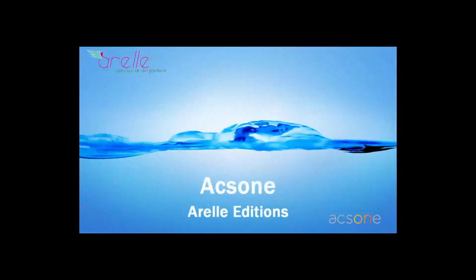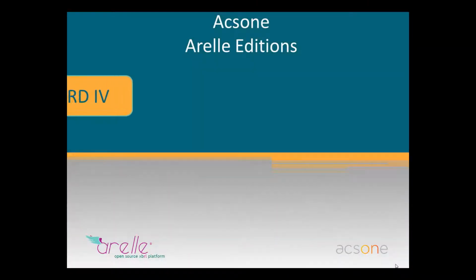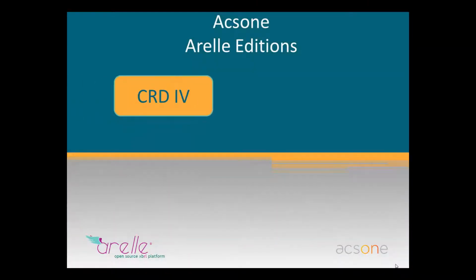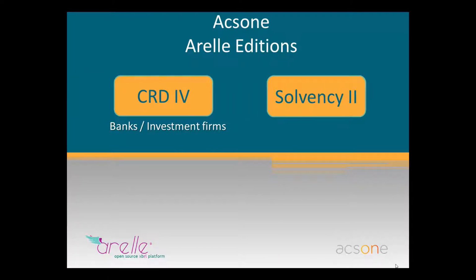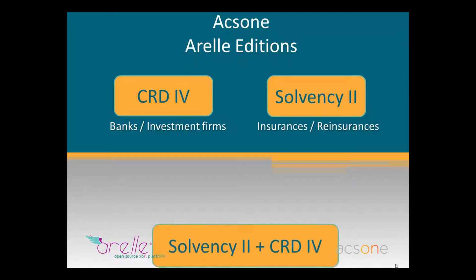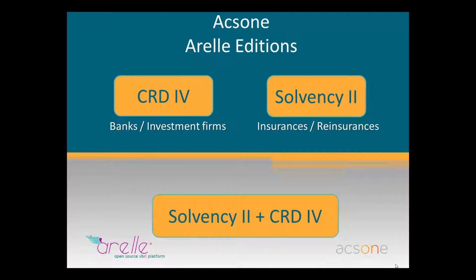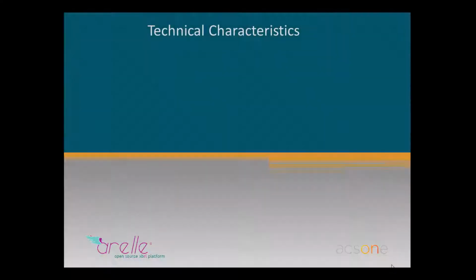Welcome to this video presenting the different versions of Arelle dedicated to different usages and audiences. The first is the EBA edition for banks and investment firms that have to produce CRD4 reports. Second edition is Solvency 2 for insurance and reinsurance companies that have to produce Solvency 2 reports. Finally, the Solvency 2 plus CRD4 edition merges features from the EBA and Solvency editions, and there are a lot more features dedicated to XBRL experts.